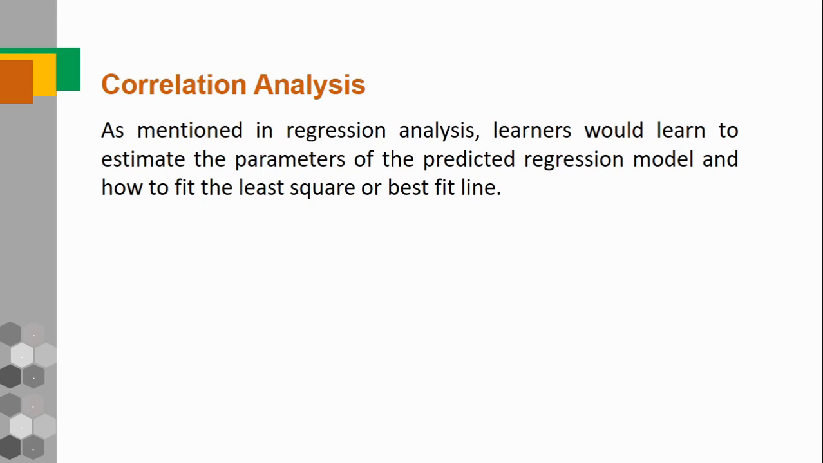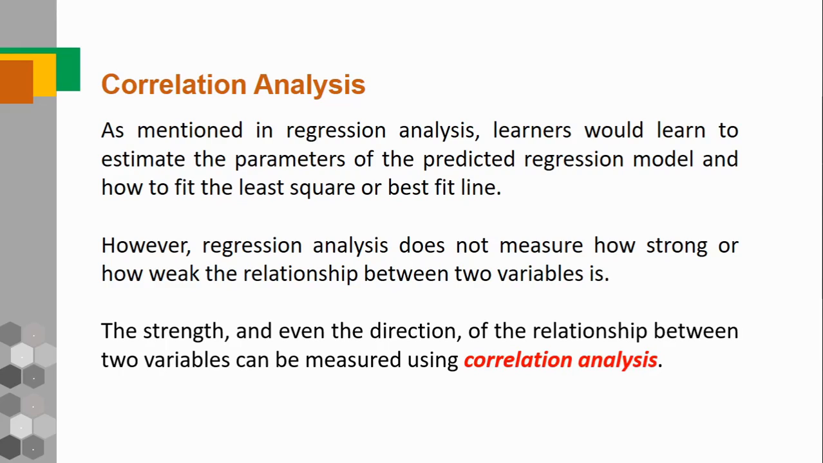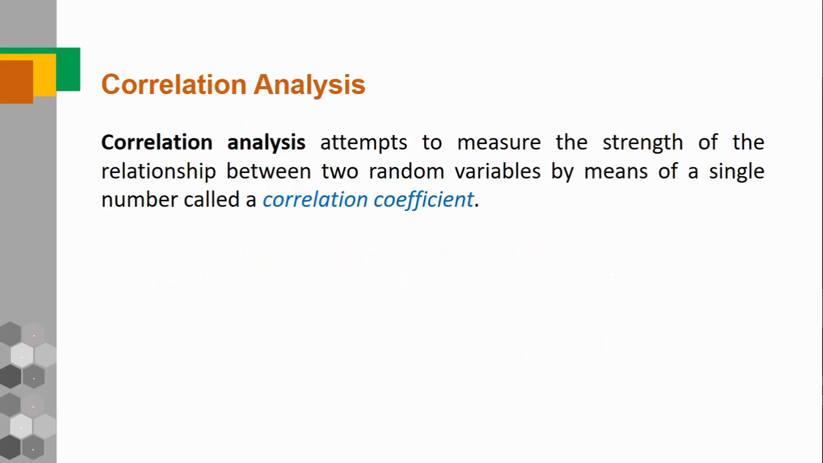As mentioned in regression analysis, learners would learn to estimate the parameters of the predicted regression model and how to fit the least square or the best fit line. However, regression analysis does not measure how strong or how weak the relationship between two variables is. The strength and even the direction of the relationship between two variables can be measured using correlation analysis.